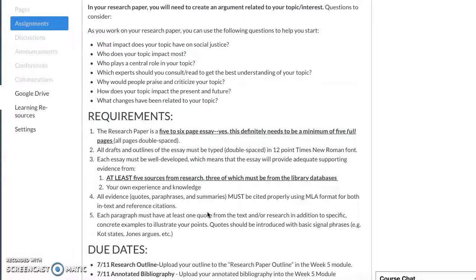This could be from Google. Just make sure that it's from a credible source. .gov is usually very reliable. .edu is reliable. Be careful with .orgs and .coms because you have to check and see who is publishing it. Always look at the author and the publisher, because as we know, there's a lot of fake news out there. So just make sure you're getting information from a credible source.